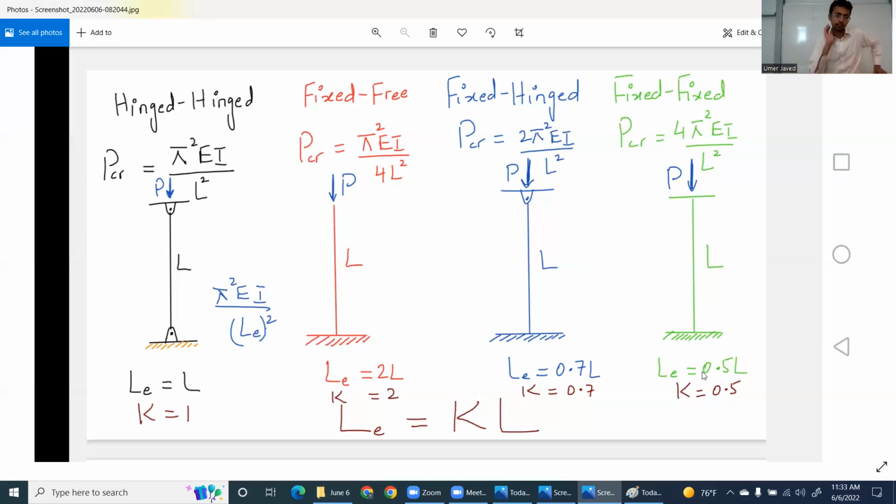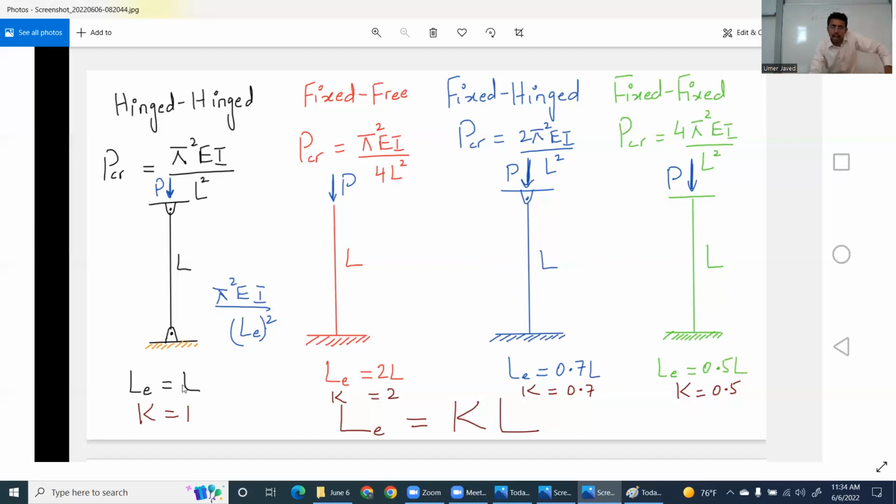So all the other equations of critical load, those are all LE. These are L's. You can see divided by L square, divided by 4 L square, divided by 2 L square, 4 pi. But it's easy to remember this one, right? One formula, P critical is equal to pi square EI over LE square, where LE is different for all the four cases. So you remember only this.